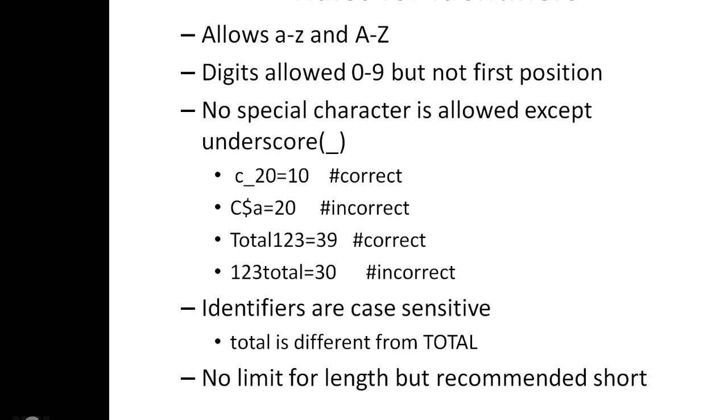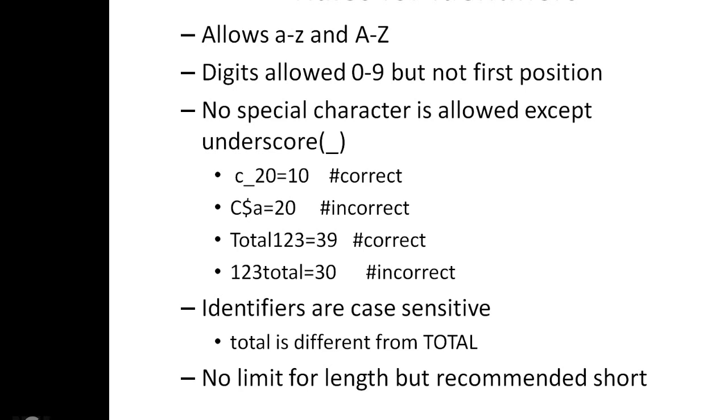And we should not use special characters except the underscore. Special characters are nothing but plus, minus, star symbol, spaces, white spaces, tab, dollar symbol. These symbols are not accepted. Only underscore is accepted. Here we are giving some examples. So C underscore 20 is correct. C dollar symbol A equal to 20 is incorrect. Total 1 2 3 is accepted. 1 2 3 total is not accepted. Okay, these are the rules.